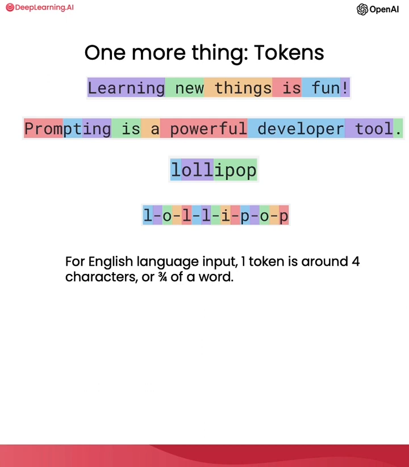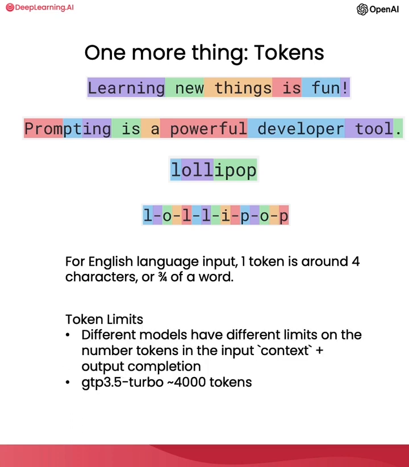For the English language, one token, roughly on average, corresponds to about 4 characters, or about 3/4 of a word. And so different large language models will often have different limits on the number of input plus output tokens they can accept. The input is often called the context, and the output is often called the completion. And the model GPT-3.5 Turbo, for example, the most commonly used ChatGPT model, has a limit of roughly 4,000 tokens in the input plus output.